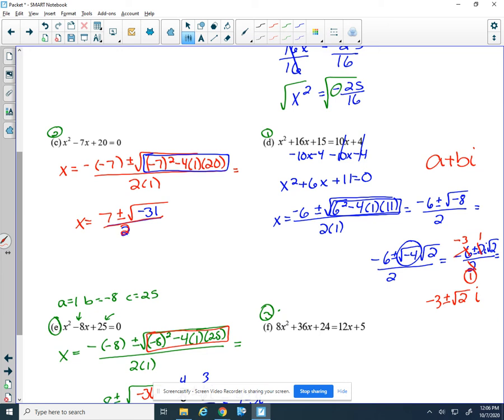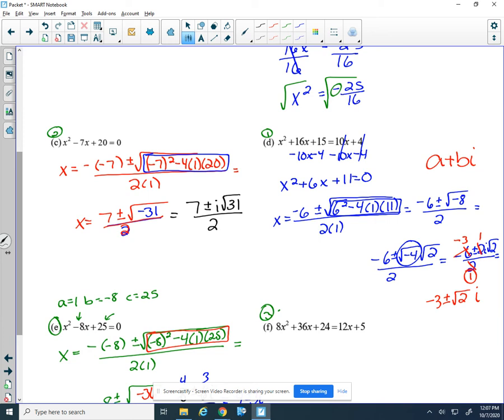So this one we see is not going to simplify a whole lot. I can't leave the negative in the radical, so I am going to have i radical 31 here over 2. So that is the correct answer. Now we just have to get it into a plus bi form.